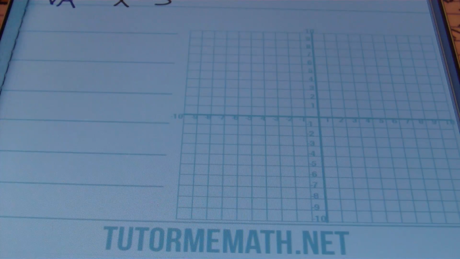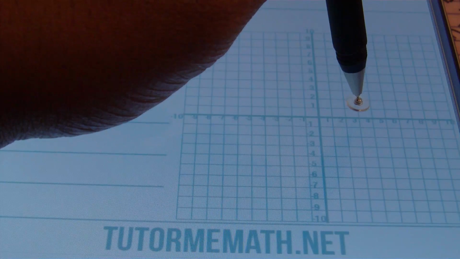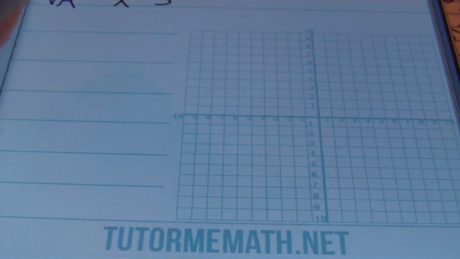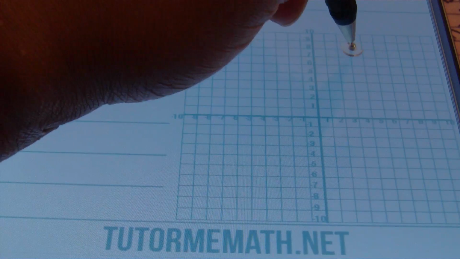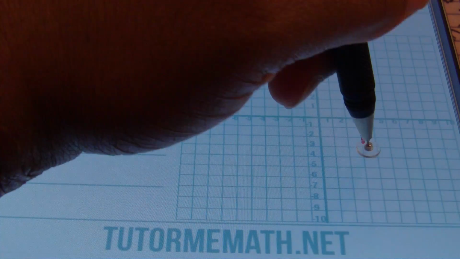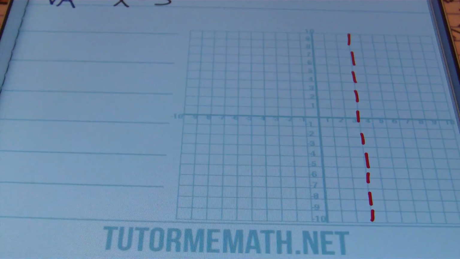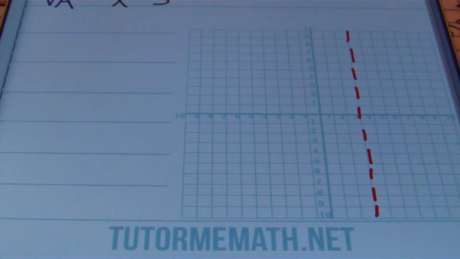Here it is. So, starting at 3, I'm at 3 on the x-axis. I'm going to put a dashed vertical line right through that area there. And done. This is the graph of my vertical asymptote. All right, and now on to our final problem, number 7.